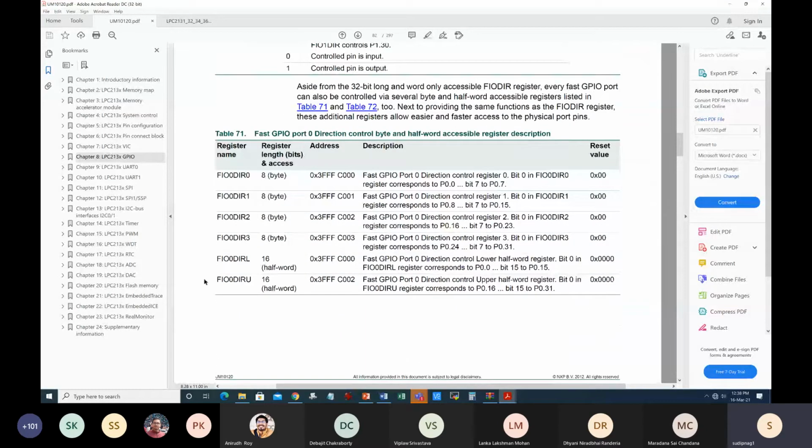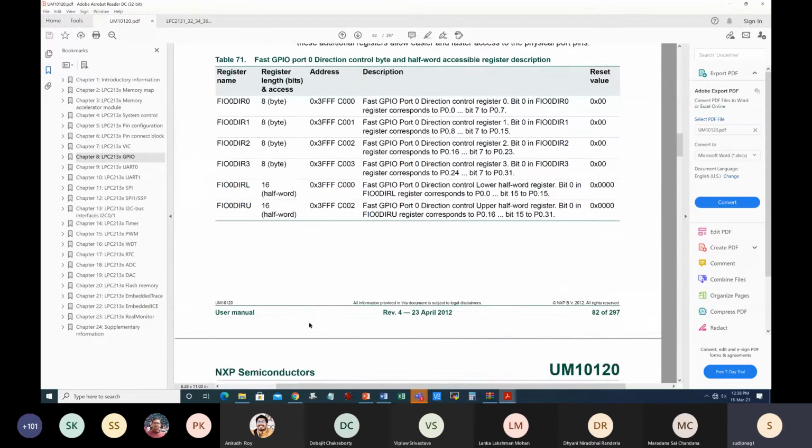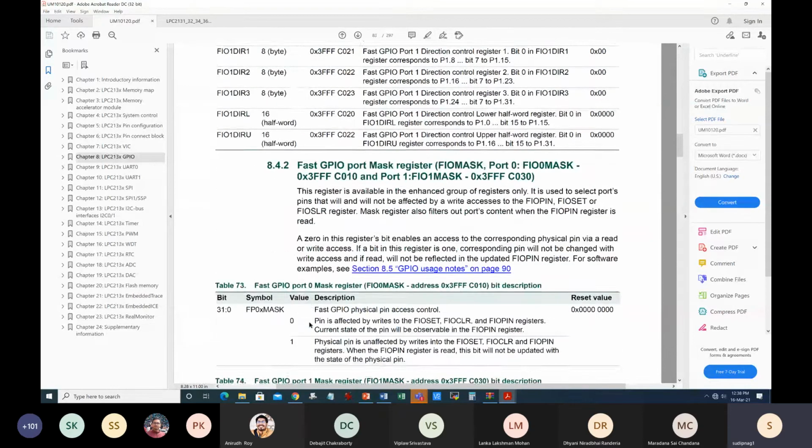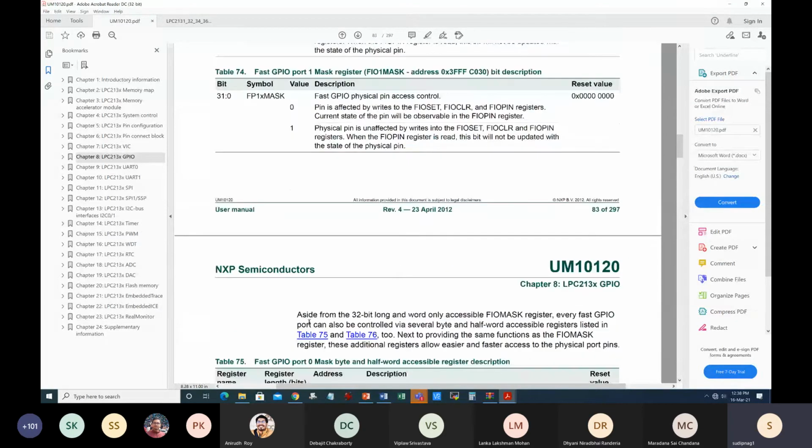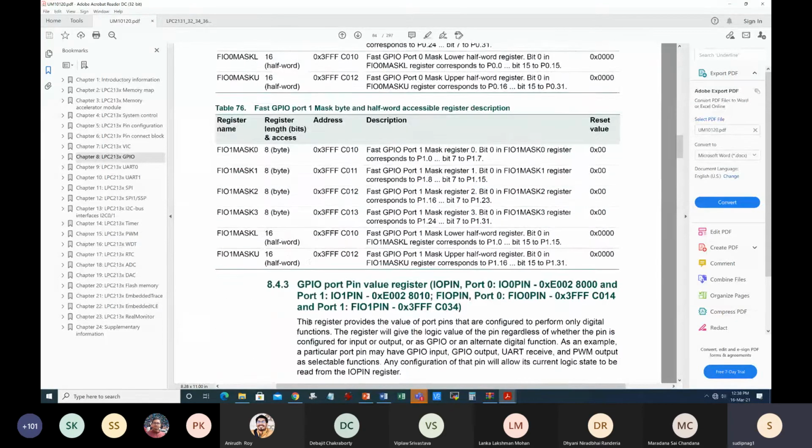Okay, so we'll ignore this for now. Wherever you come across this F, it is a fast GPIO. You can read through it. It works in the same way, but it's slightly different. I'll just go to this set and reset part.